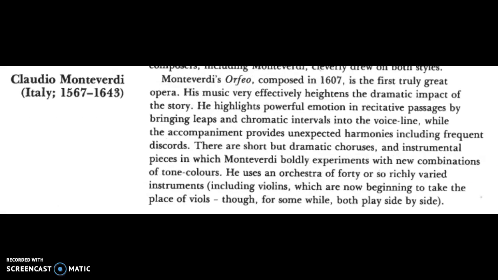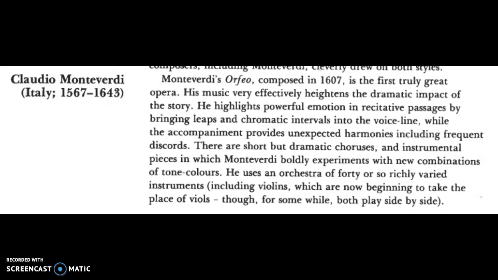Orfeo, composed in 1607, is the first truly great opera. His music very effectively heightens the dramatic impact of the story. So his music and the score, his orchestra and the singing, it heightens the words, the impact of the words. He highlights powerful emotion in recitative passages by bringing leaps and chromatic intervals into the voice line. So he made that melody interesting. This week we're also going to look at melody with your elements. So you're going to know the meaning of the word leap and stepwise, diatonic scales and chromatic scales, while the accompaniment provides unexpected harmonies, including frequent discords. So sometimes it sounded a little bit false, as if the note is not supposed to be there.